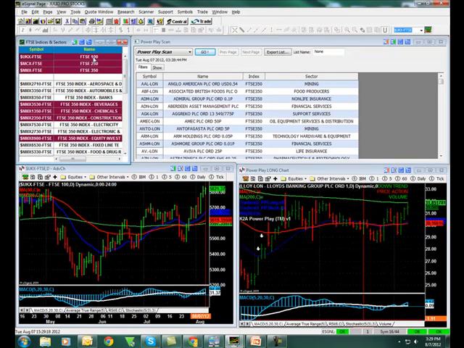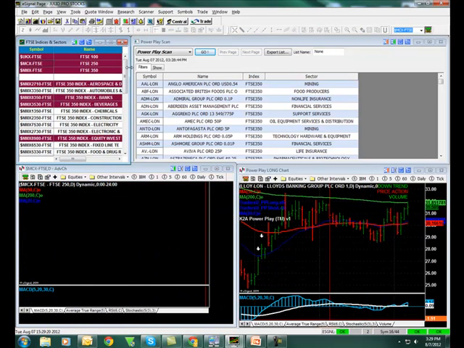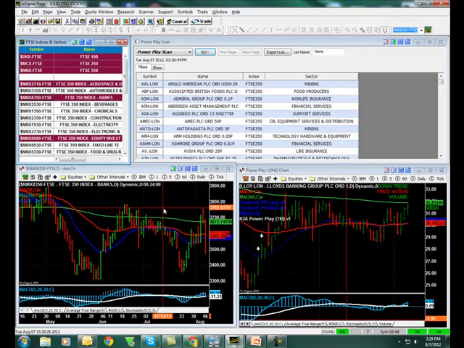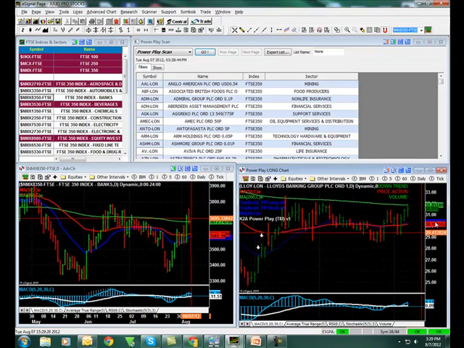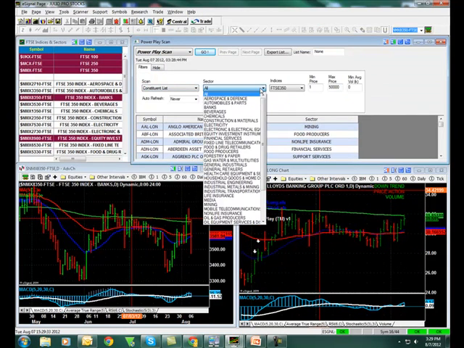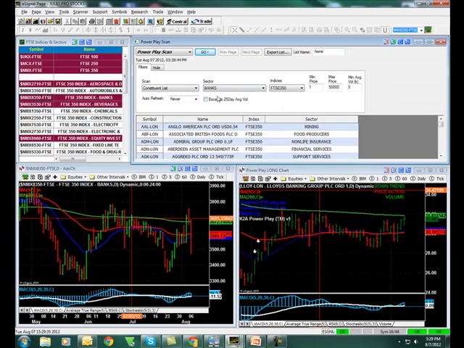FTSE 100 is still pushing up. FTSE 250 is pushing up. FTSE 350 pushing up. Banking sector pushed down massively. Let me just go to the banking sector. 1 second. Banks.